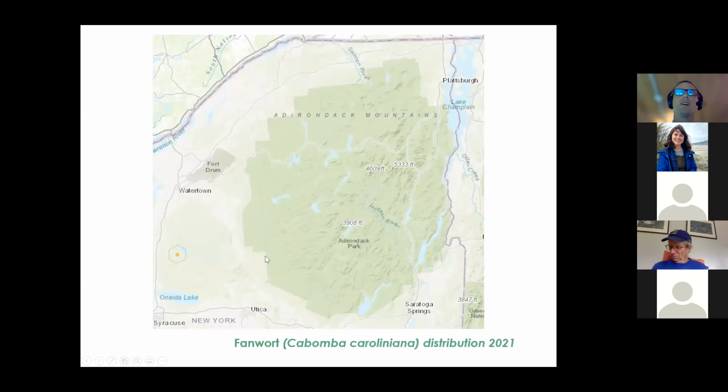We don't see a lot of fanwort. It has not been reported a lot in the IMAP system. There are a few places where it is in our region, but it is one that we are on the lookout for.